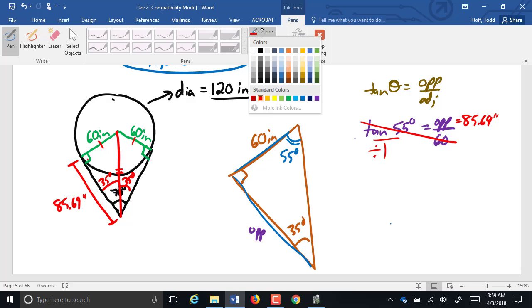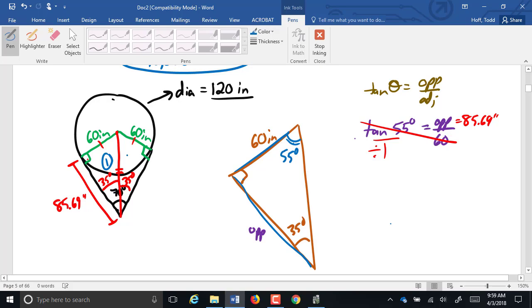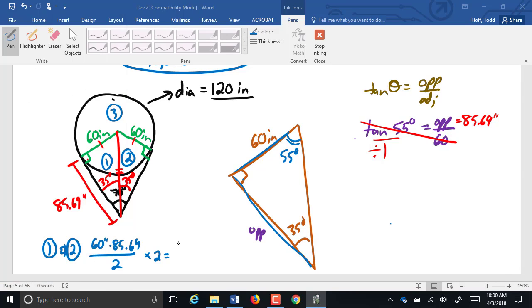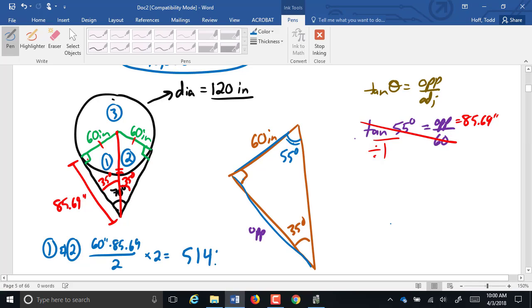So now I can find the area of that triangle. If I call that 1 and 2, they're going to be the same, and we'll be able to find the area of piece 3. 1 and 2 is going to be a triangle that's 60 by 85.69 divided by 2, and then there's 2 of them, so we multiply by 2. So I'm just going to cancel out the dividing by 2 and multiplying by 2. So 60 times that previous answer is 5,141.33 inches squared.